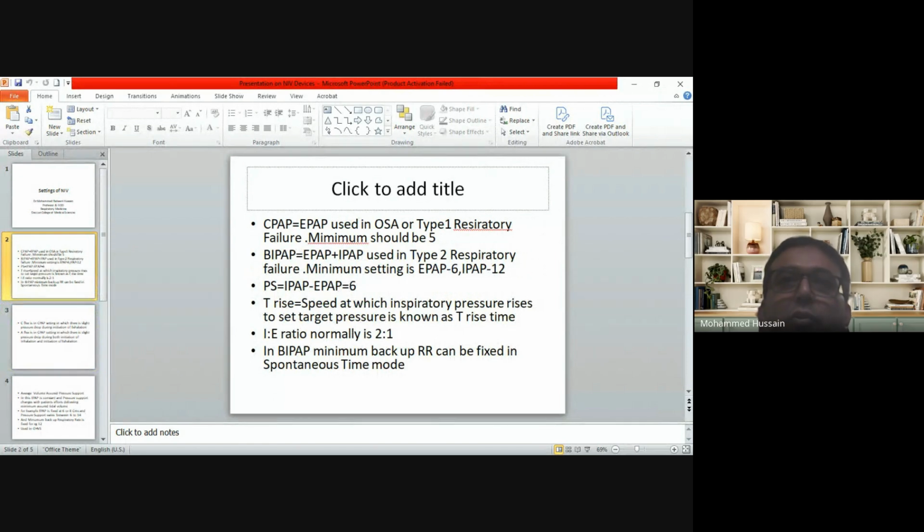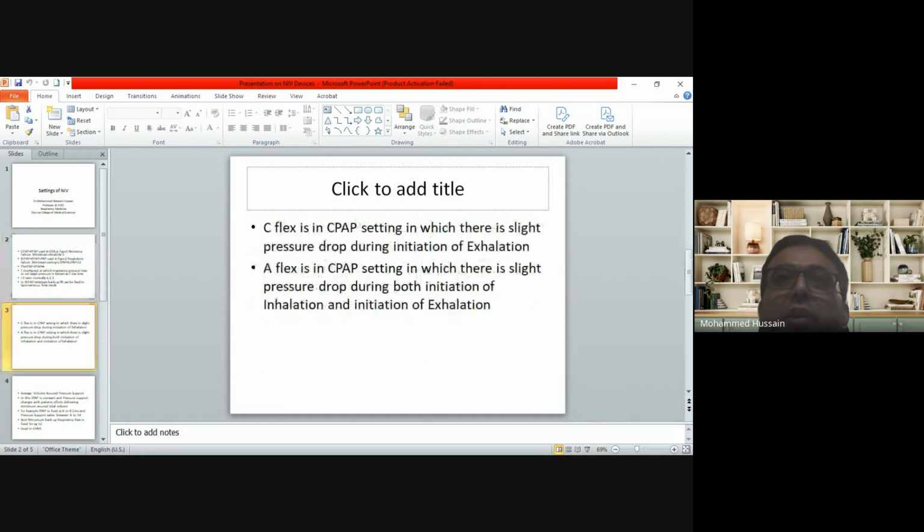Okay. Some people have a lot of difficulty while pressure is generated during exhalation. In such cases, you can use C flex. In CPAP, it is a special setting: there is a slight pressure drop during initiation of exhalation. That is called C flex.